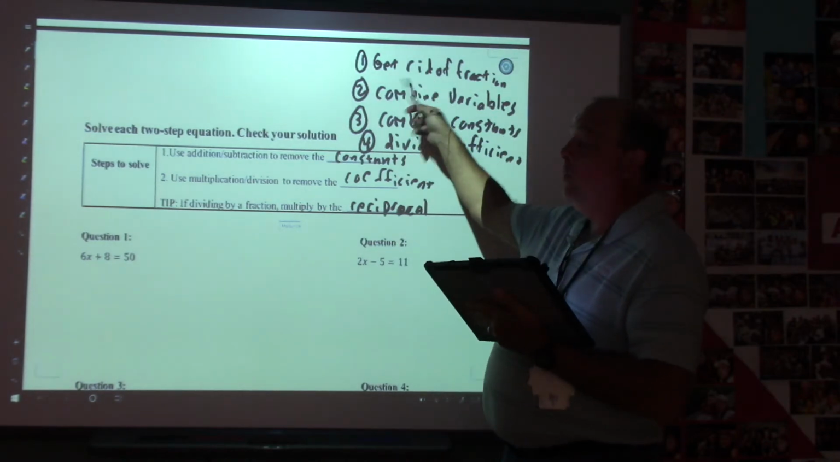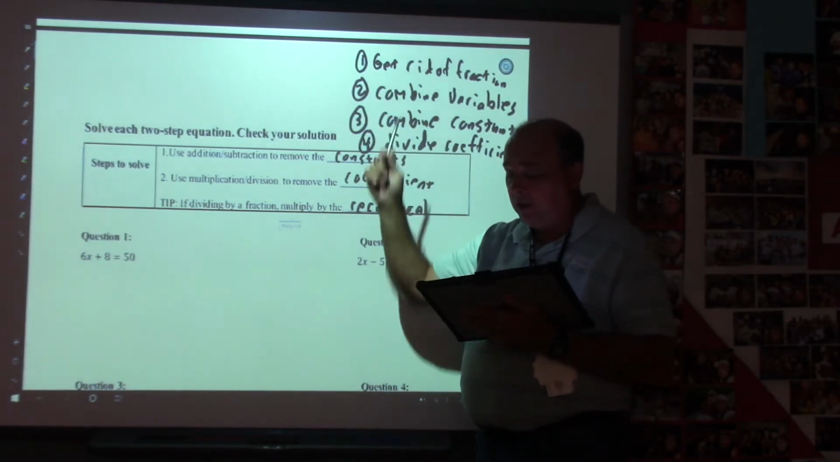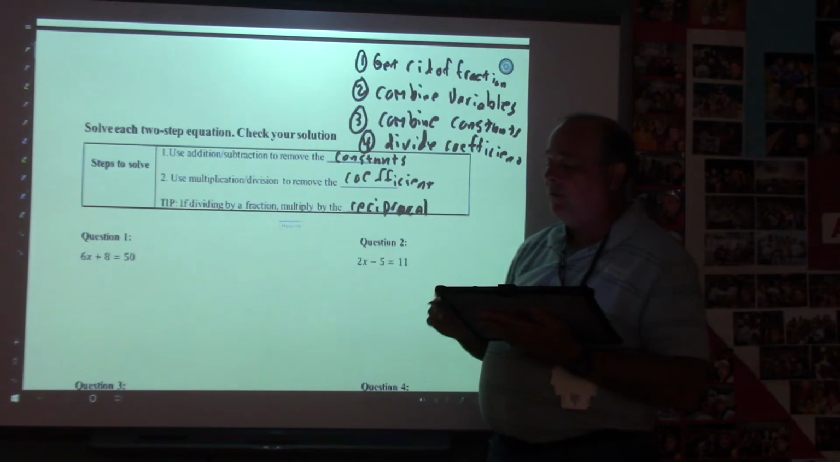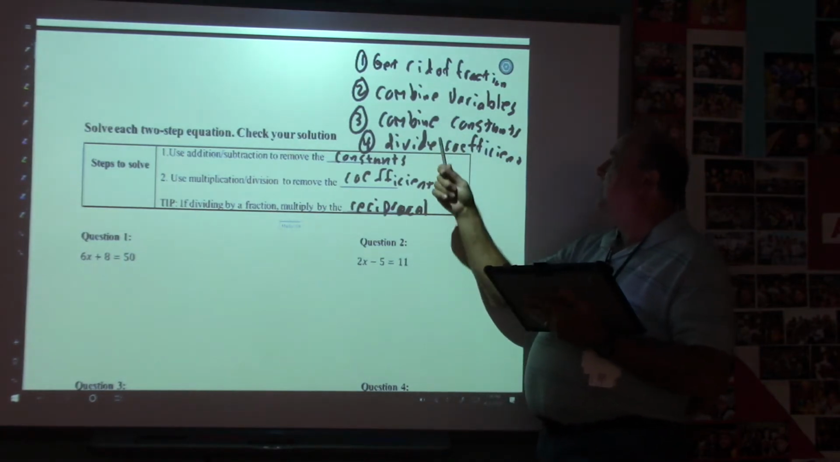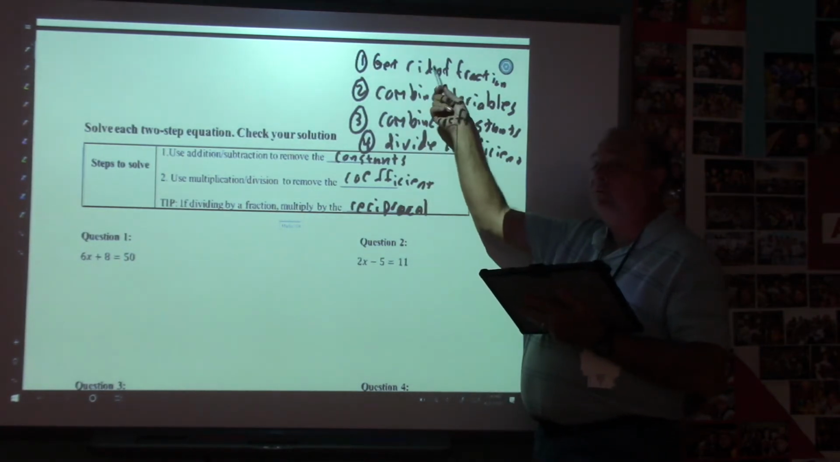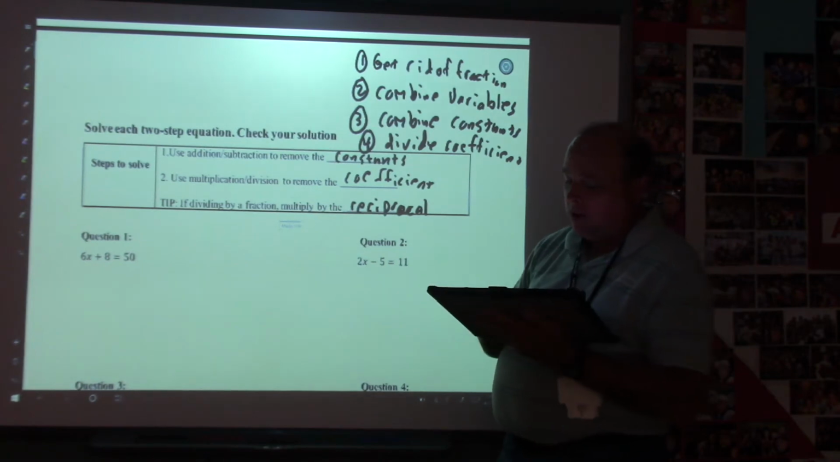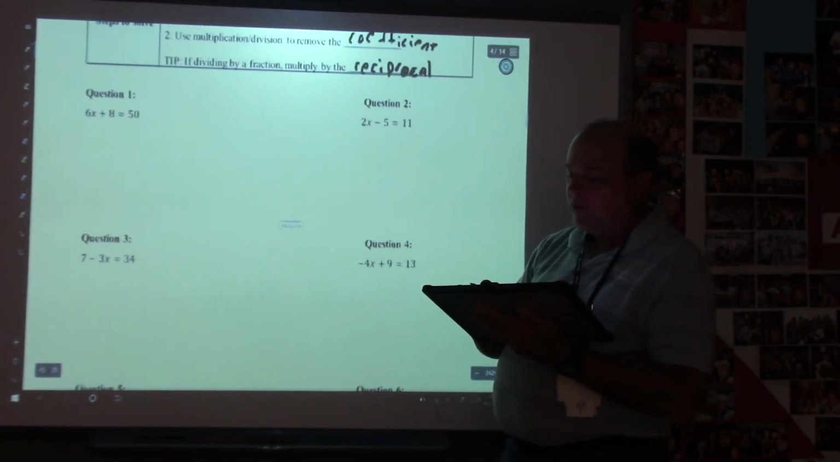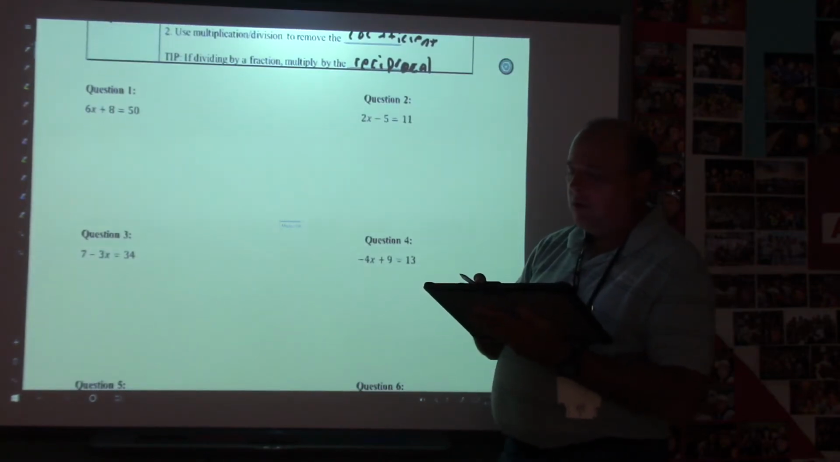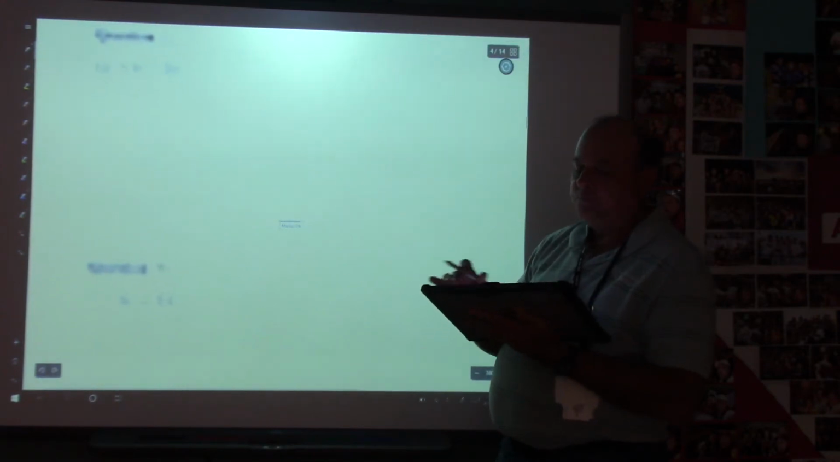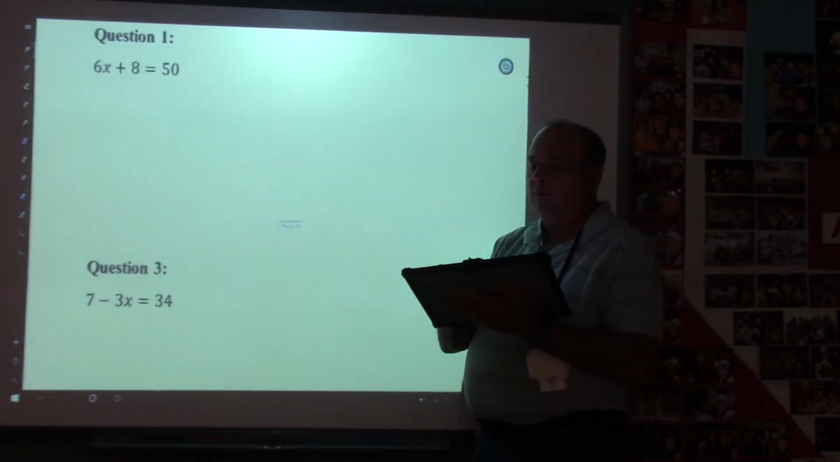Now then on step 1, we're eventually going to add a parentheses in there, okay? Easy stuff. So we're going to combine the variables, combine the constants, divide the coefficient. The last two have some fractions, so we'll get rid of those, okay? So I'm only going to do 2 of these on top. Let's do number 1 and 2. Let's do these 2 on the left.